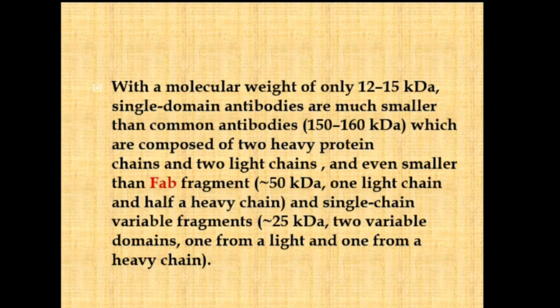With a molecular weight of only 12 to 15 kilodaltons, single-domain antibodies are much smaller than common antibodies, 150 to 160 kilodaltons, which are composed of two heavy protein chains and two light chains. They are even smaller than Fab fragments, 50 kilodaltons, one light chain and half a heavy chain, and single-chain variable fragments, 25 kilodaltons, two variable domains, one from a light and one from a heavy chain.